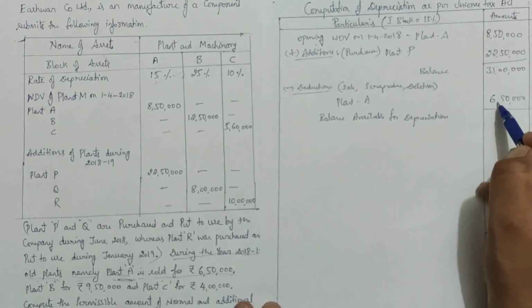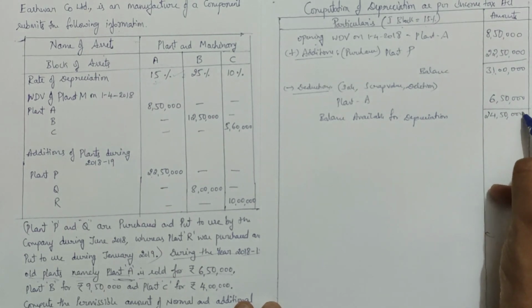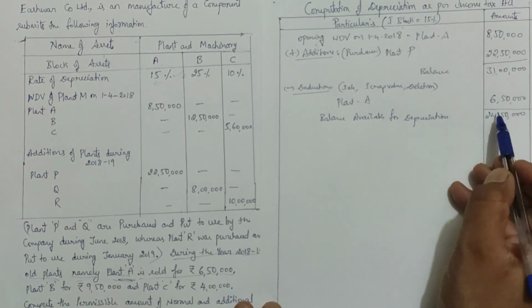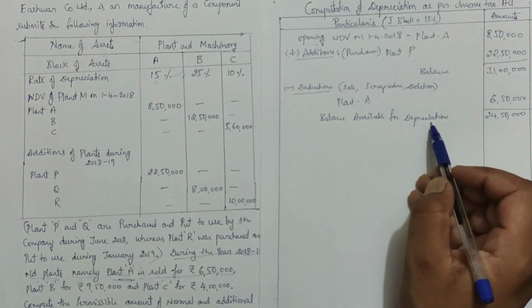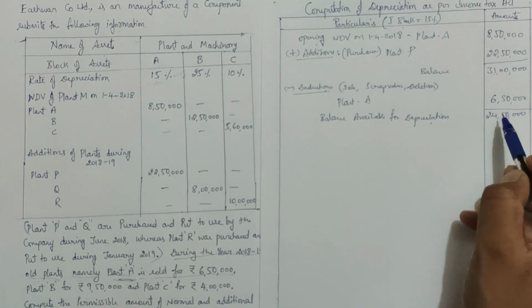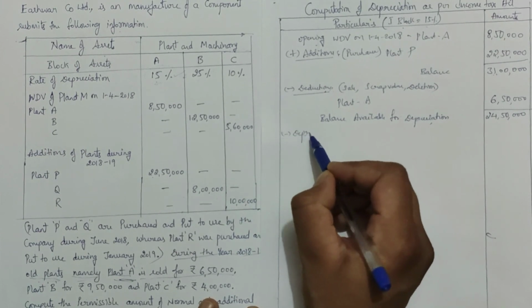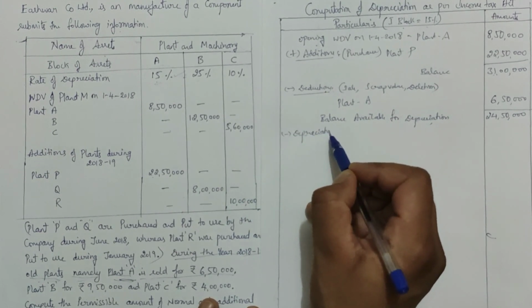So 31 lakh minus 6,50,000, we will get 24,50,000. So this is the balance that we got to calculate depreciation. So after adding and after deducting, what balance will we get? Based upon this, now we need to deduct depreciation. That means we need to calculate.